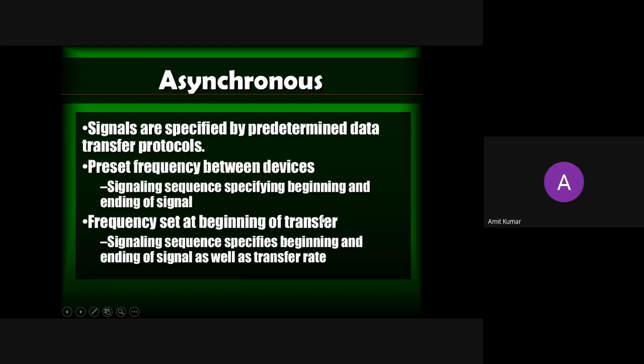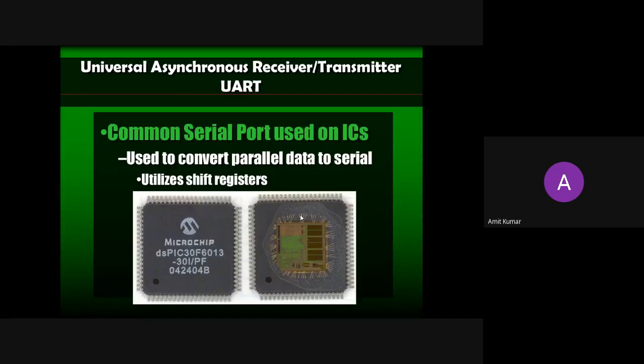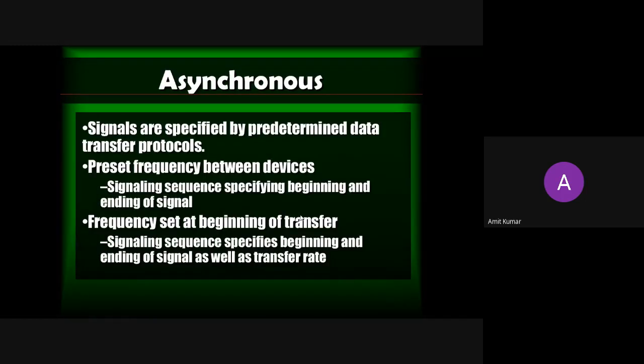So we set the frequency once, and after that the data packet will be sent. If your packet is of 8 bits, two extra bits will be sent: one is the start bit and the other is the stop bit. There are also some optional bits, like parity bits, which are used for error detection. These are the optional bits you can use in asynchronous communication.